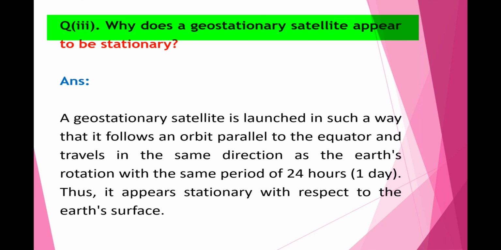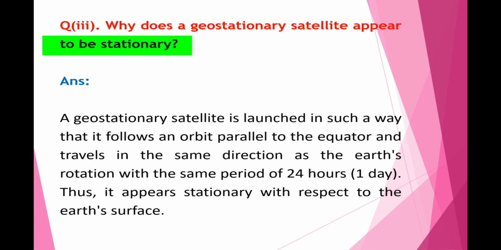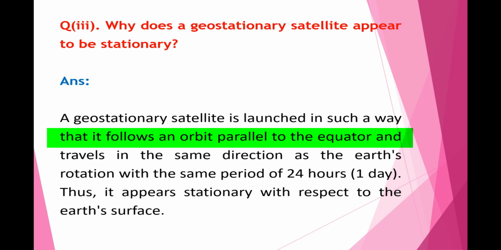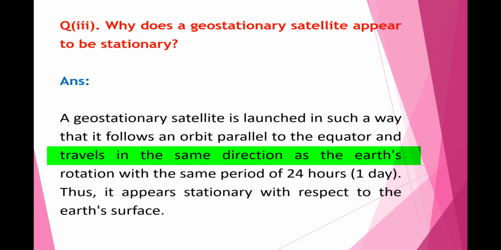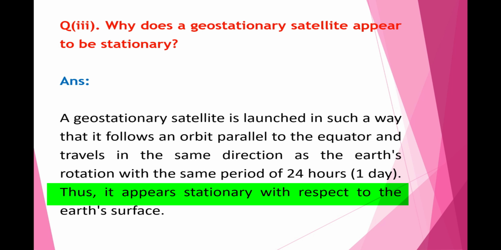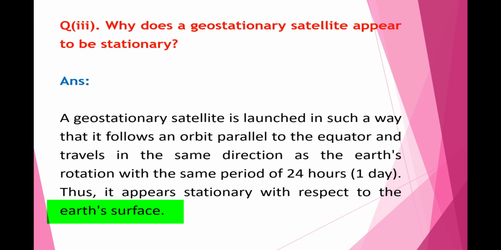Question number 3. Why does a geostationary satellite appear to be stationary? Answer. A geostationary satellite is launched in such a way that it follows an orbit parallel to the equator and travels in the same direction as the Earth's rotation with the same period of 24 hours, 1 day. Thus, it appears stationary with respect to the Earth's surface.